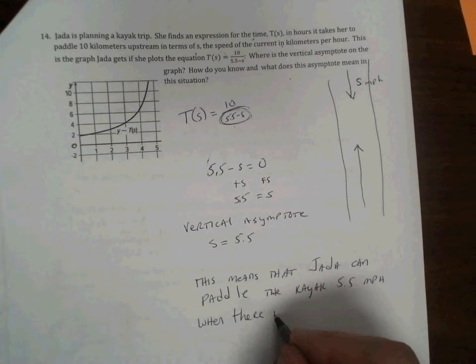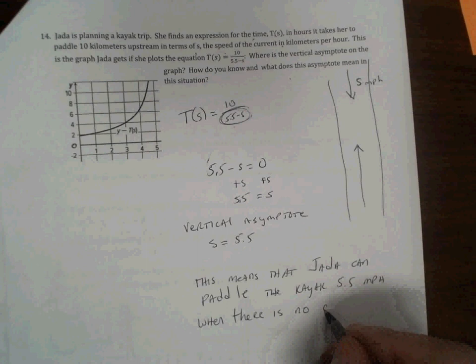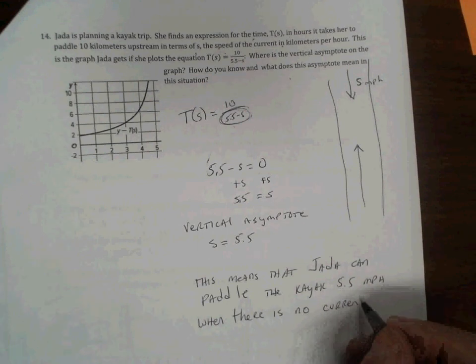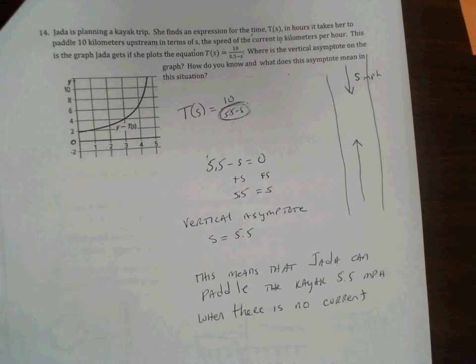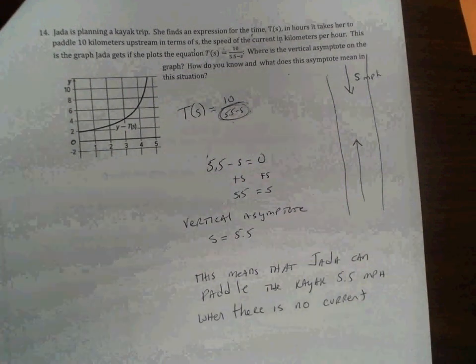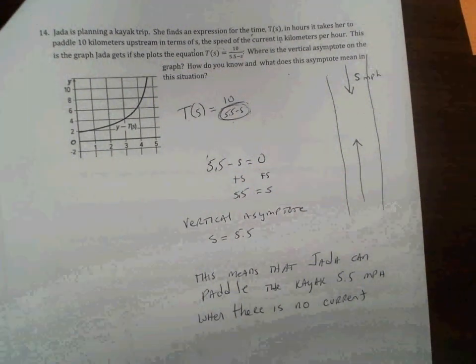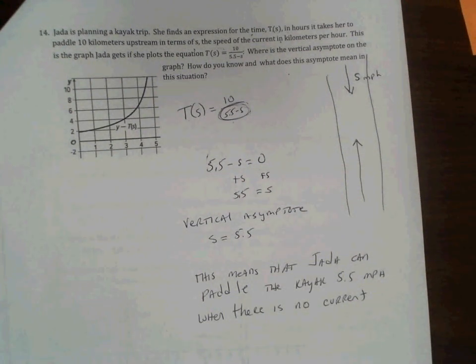What would happen if the current was greater than 5.5 miles per hour? If it was greater than 5.5 miles per hour and she's going upstream, it's working against her, she would actually be going backwards even though she was paddling as hard as she could. What if it's going less than 5.5 miles per hour? What does that say? This means Jada can paddle a kayak at 5.5 miles per hour when there is no current. Okay.